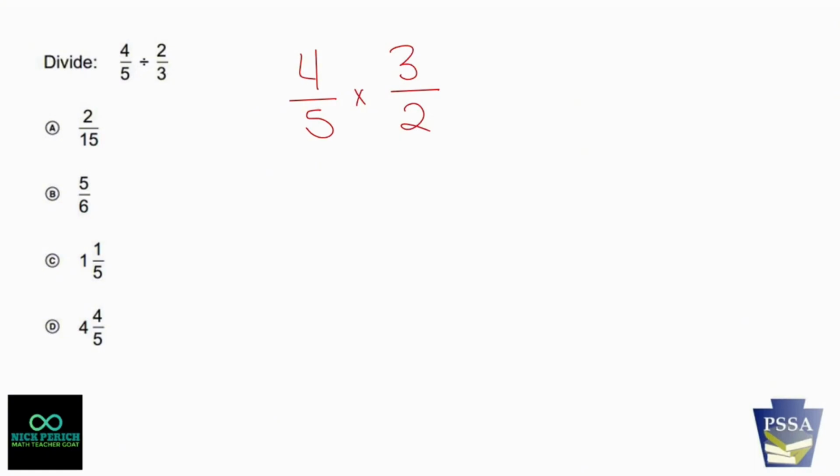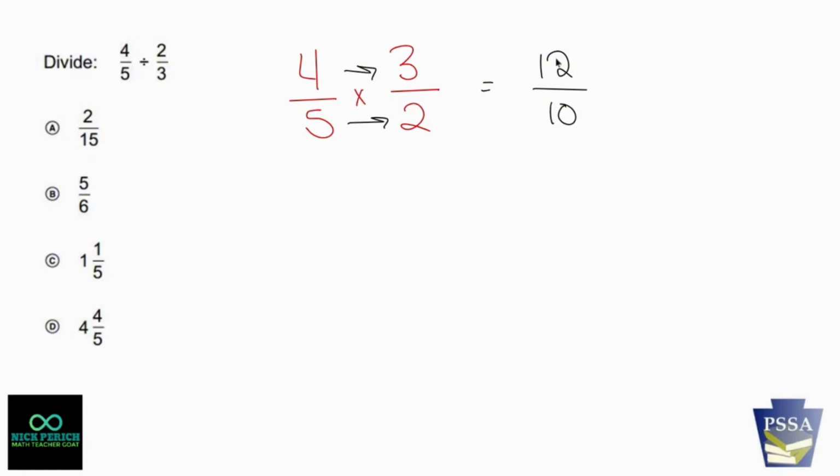Now, when you multiply fractions, you multiply across the numerator, so 4 times 3 is 12, and you multiply across the denominator, so 5 times 2 is 10. Now, before you just look for your answer, two things are going to happen.